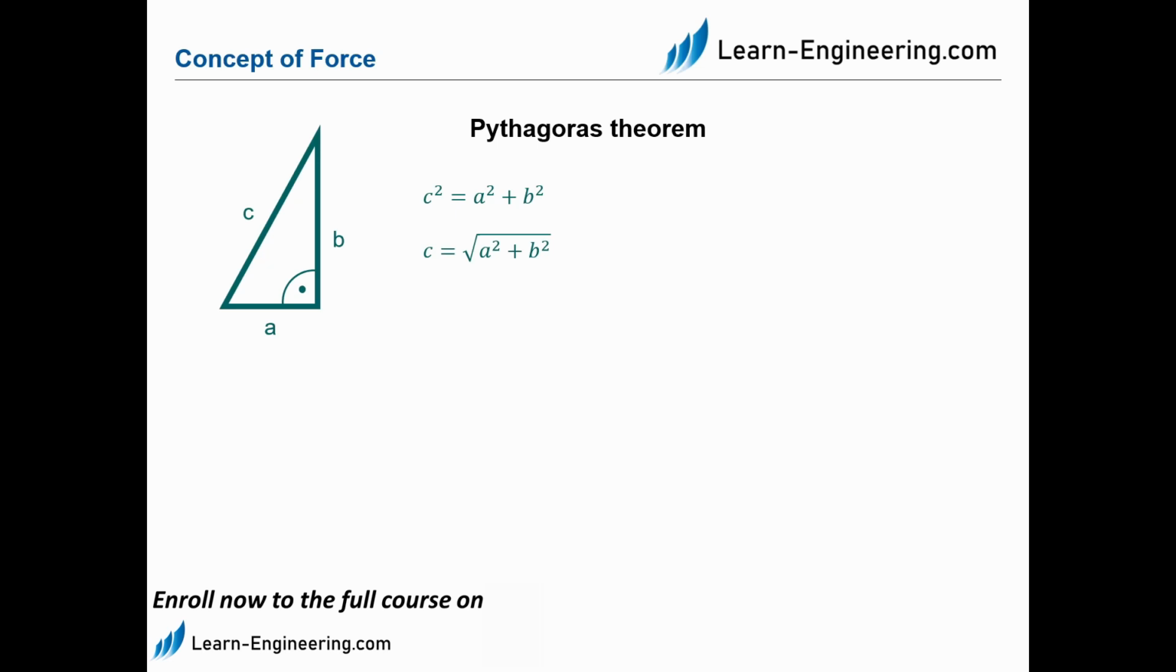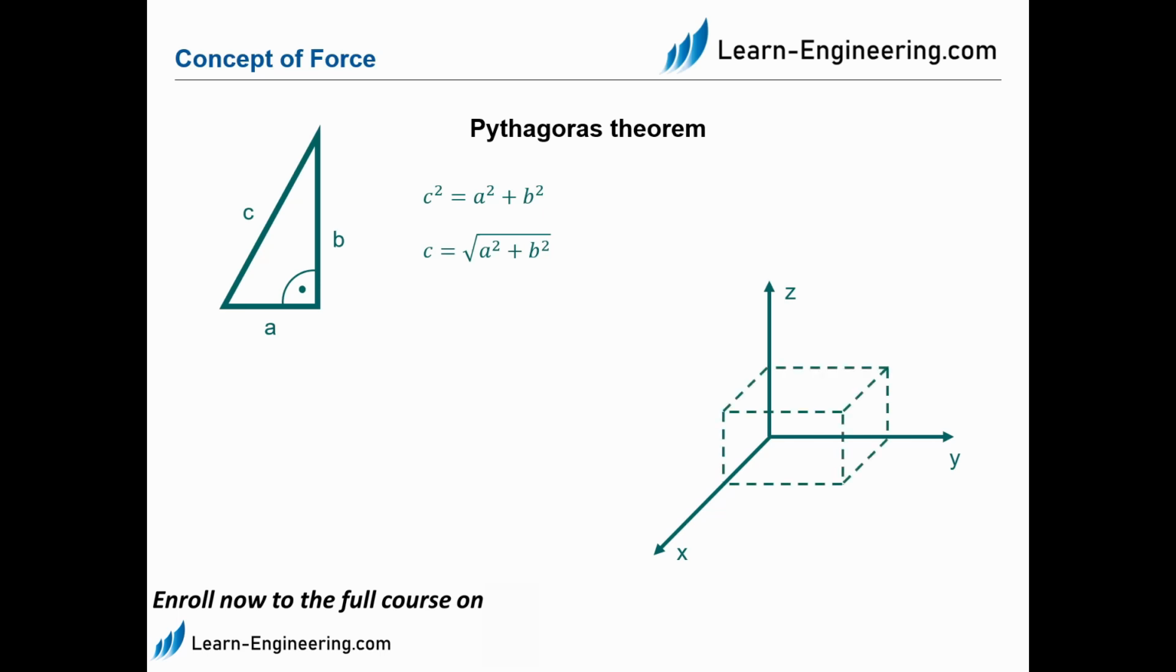Now, we try to apply the Pythagoras Theorem to our previous example. First, we have our Cartesian coordinate system again, then the imaginary three-dimensional box, and the force from the origin of the coordinate system to the diagonal end of the box. We break down the force into the three individual components, Fx, Fy, and Fz. We can now move the single component Fy to the bottom of the imaginary box.